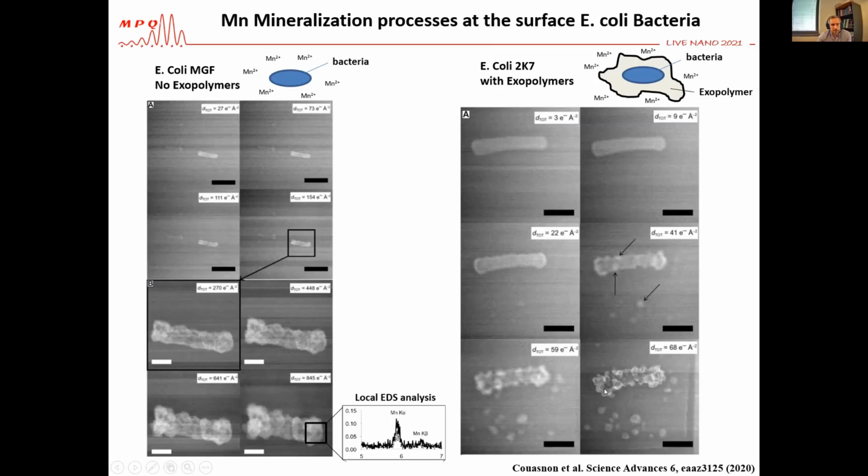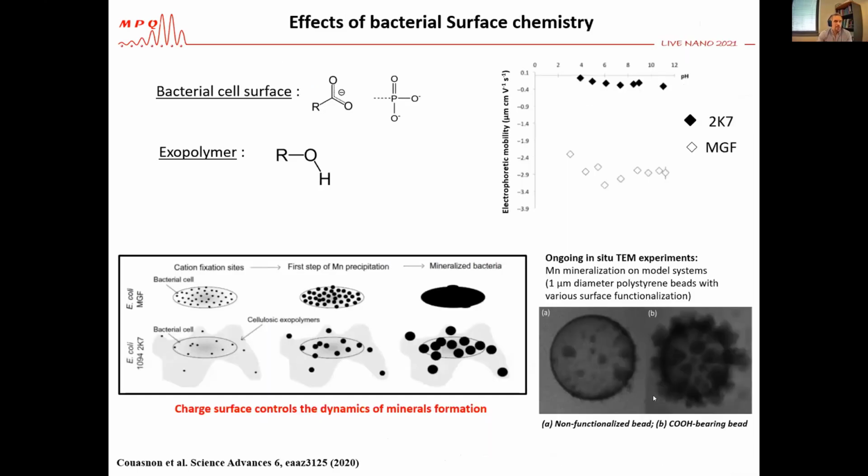So we believe that this type of nanoparticles that grow outside, not on the bacteria, are due to the exopolymer layer that is around the bacteria, because when we do the same experiment far from a bacteria, we don't see any growth. So it's only in the vicinity of the bacteria that we observe this growth process.